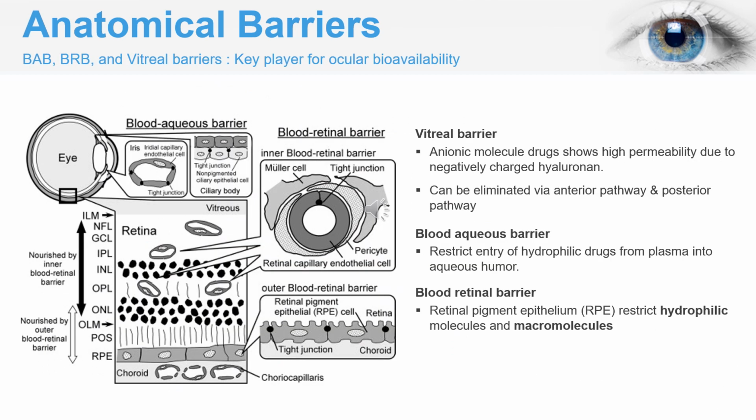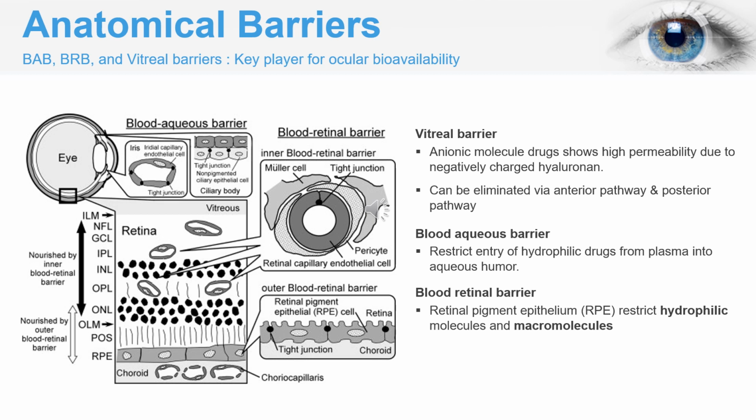Vitreous humor consists of solutes, ions, collagen, and hyaluronic acid. It demonstrates better permeability to anionic molecules due to negatively charged hyaluronan. Drug administered via intravitreal route can be eliminated via the anterior pathway, which involves passage of drug molecules into aqueous humor followed by clearance through aqueous turnover and uveal circulation.